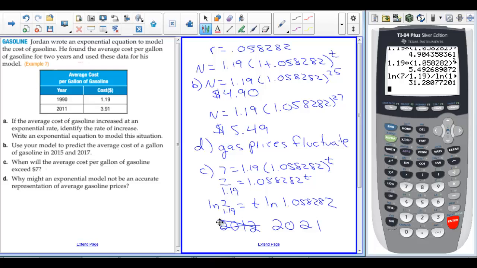Questions on that? You can use the intersection of graphs. You can use this natural log stuff, whatever you prefer.